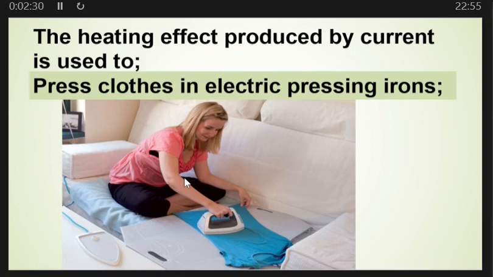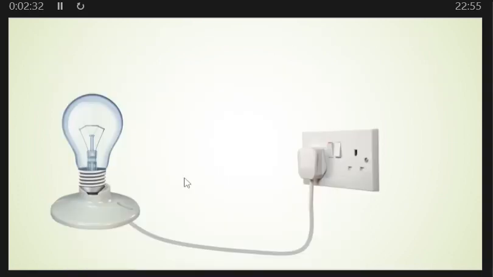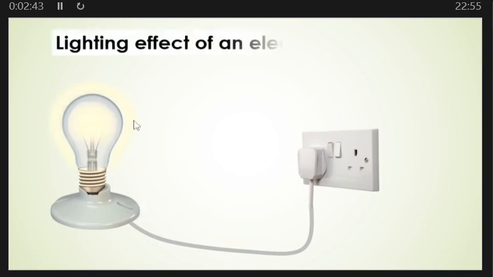So let's go to another part here where we are going to look at an electric bulb connected to some source of power. If the switch is closed, the electric bulb is able to produce some light. So this is what we call the lighting effect of an electric current.